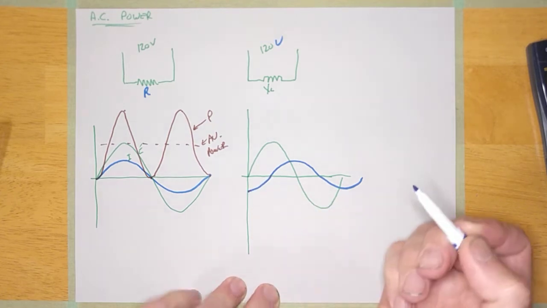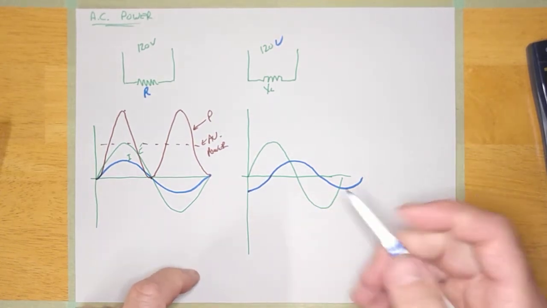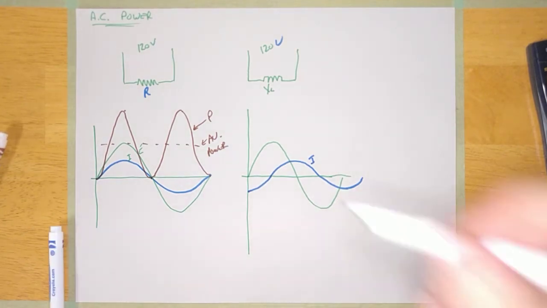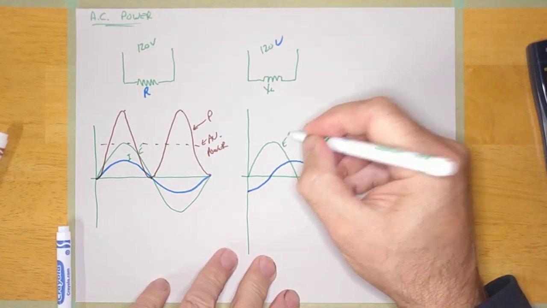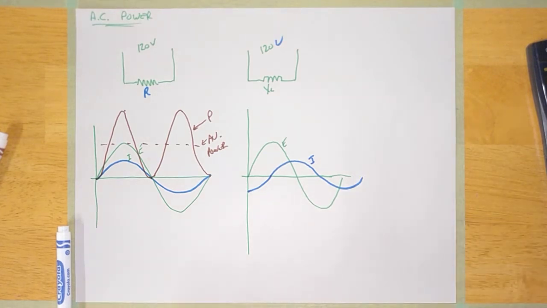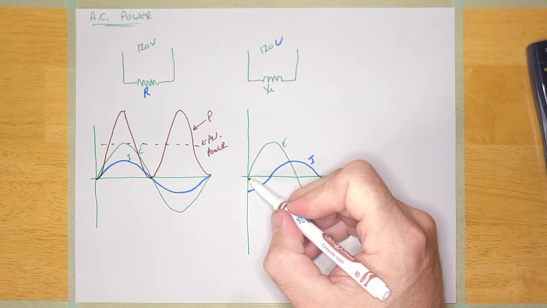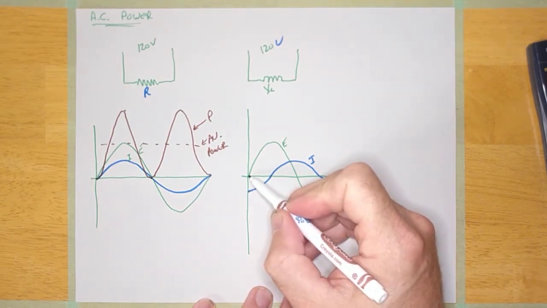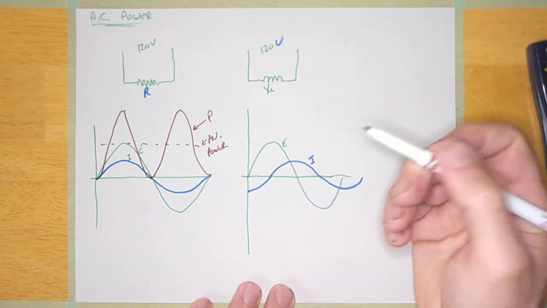All right, guys? Now, if I want to see what's going on with the power in this circuit, I have to take the instantaneous values of voltage and multiply them by the instantaneous values of current to try to figure out the instantaneous value of power. And have a look here, guys. Right at this instant, I've got a negative value of current and a 0 value of voltage.